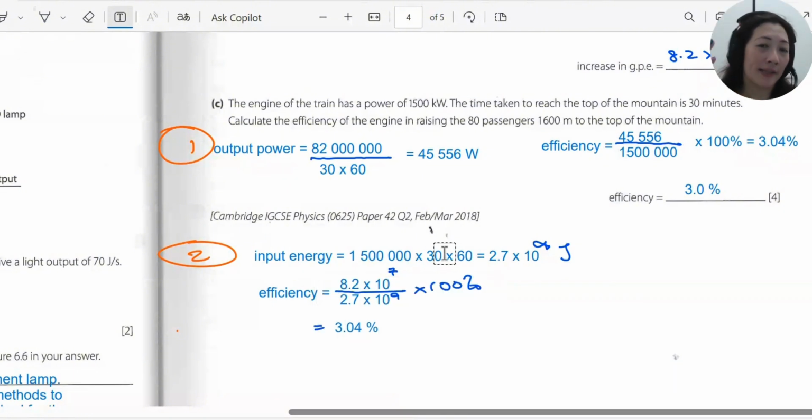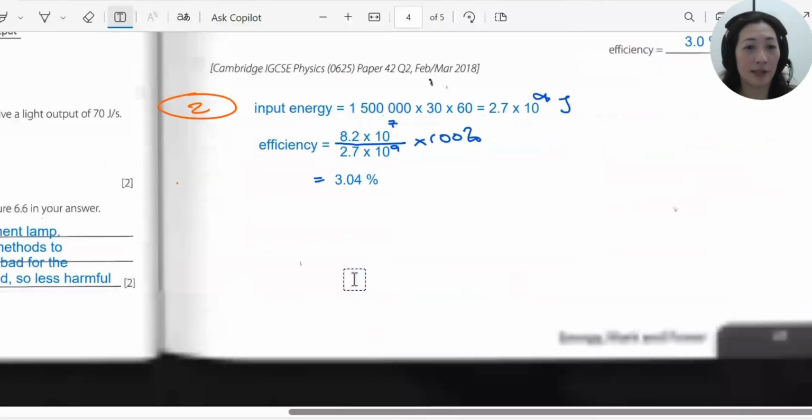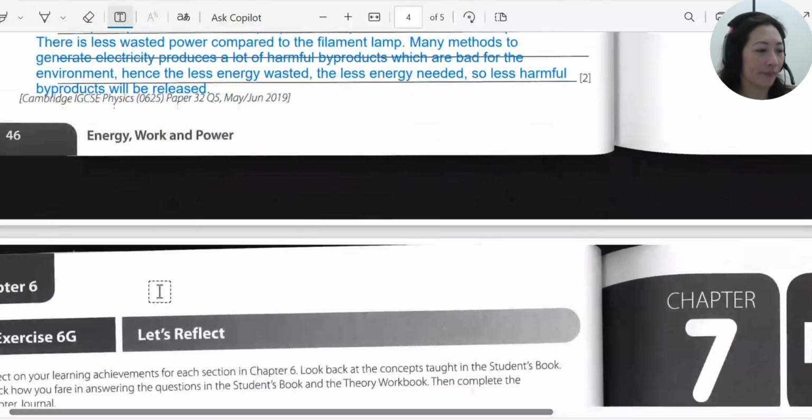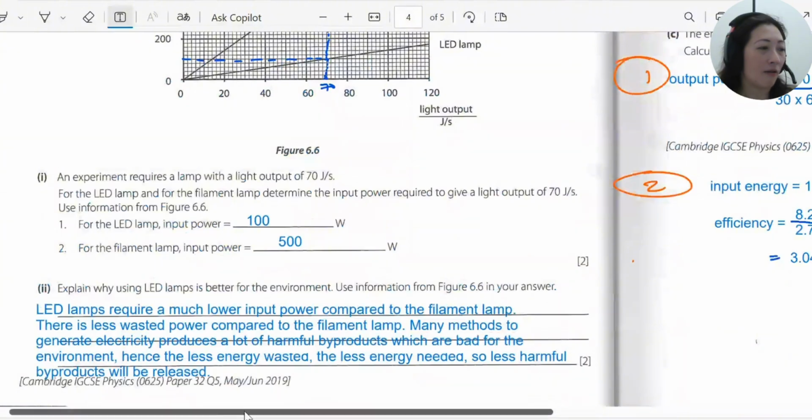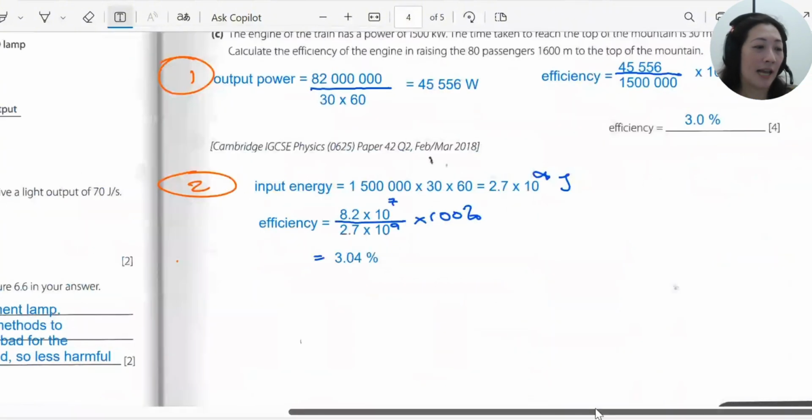So both methods are correct. Either you calculate in the form of power or the form of energy, and you still get the correct answer. And that's pretty much it. Once you've done this, make sure you hand up your books, and if there's anything you don't understand, let me know so that I can explain to you again in class.